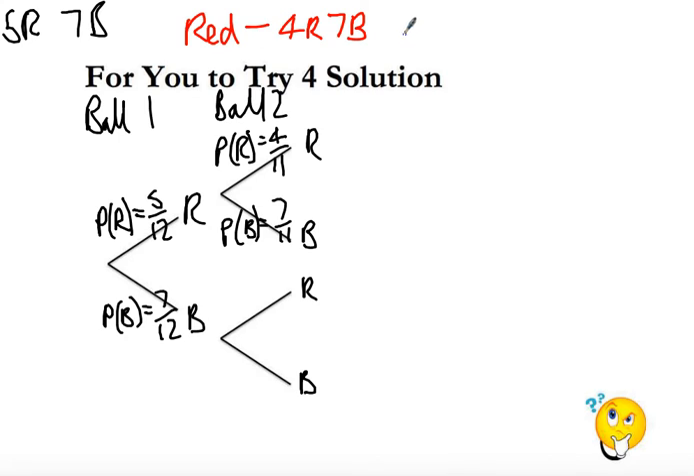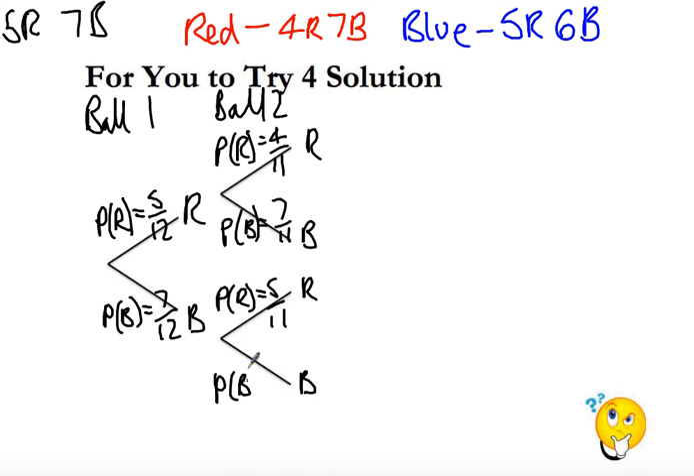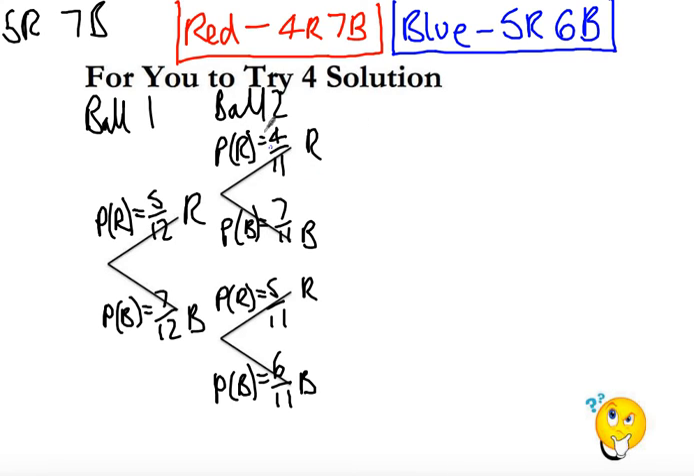If I pick a blue ball first, then I still have 5 red balls, but I now have 6 blue balls. So my probabilities have changed, so I get probability of a red equals 5 out of 11, and probability of a blue equals 6 out of 11. And this is all that's changed. Just on the second set of branches, I've had to consider how many balls I have left if I've taken a red first of all. And then I've had to consider how many balls I have left if I take a blue first of all. The rest of the question is now done exactly the same.